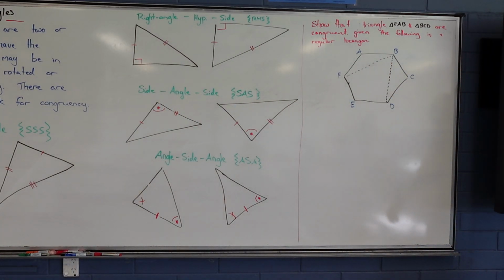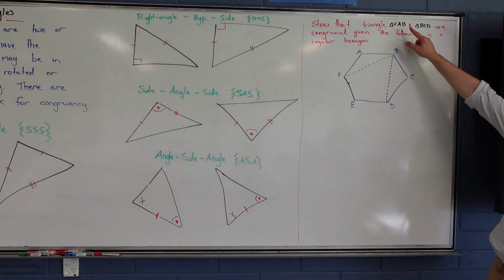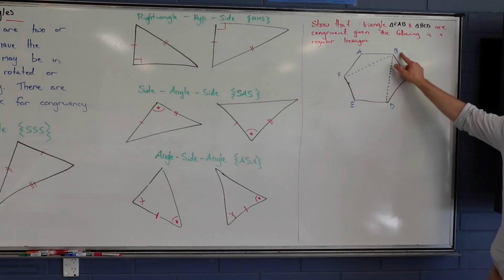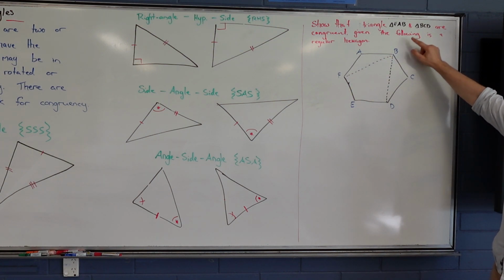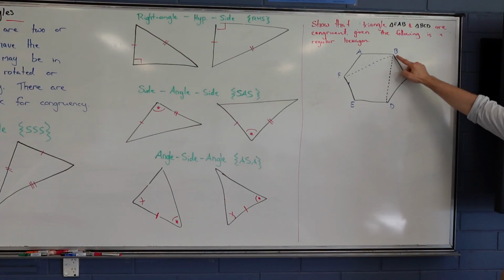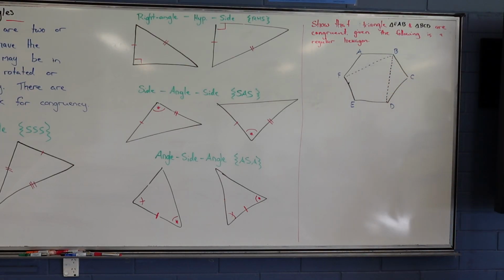So where we draw our attention is over here. What we want to do is show that triangle FAB, so this one in here, is congruent to triangle BCD, so that one shown there. The way we're going to do this is we're going to show that those 2 triangles share one of the rules over here, or share the properties of the rules over there. Given that this is a regular hexagon.